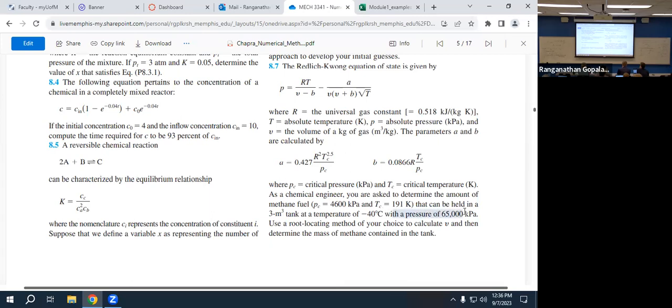With a pressure of 65,000 kilopascals. Use a root locating method of your choice to calculate the specific volume and then determine the mass of methane contained in the tank. So, two things here. Pressure and temperature are given. When you substitute pressure, make sure the pressure is in Pascal. Okay, it is given in kilopascal. Make sure all the units, whatever kilo or mega is given here, you multiply it in so that it's easier to keep track of.